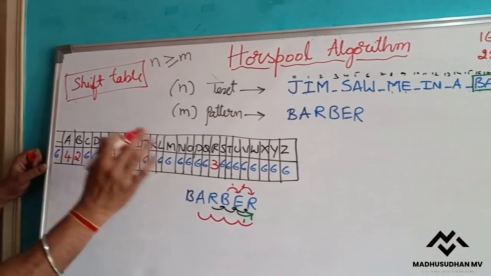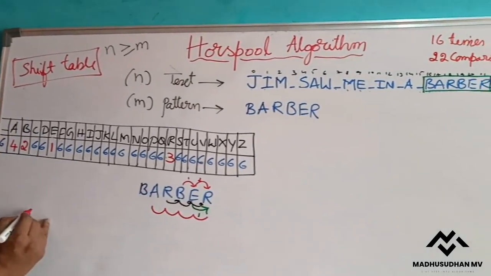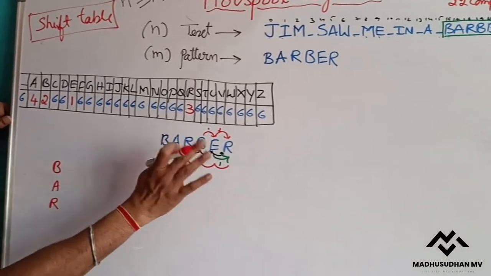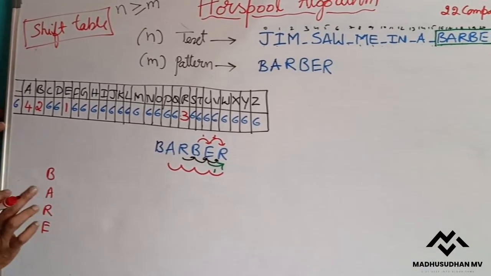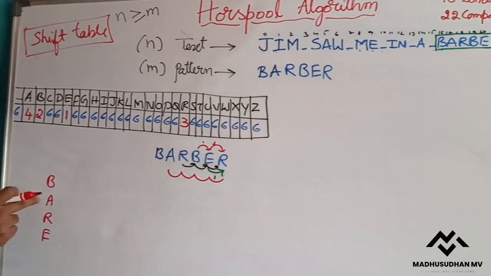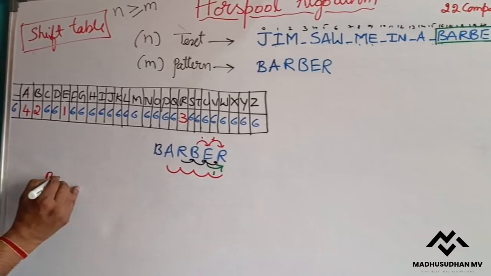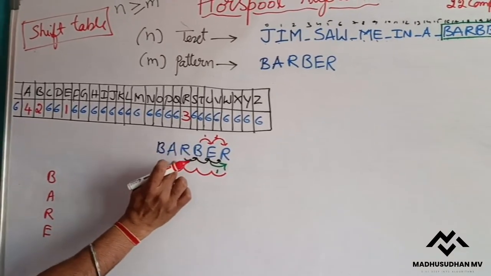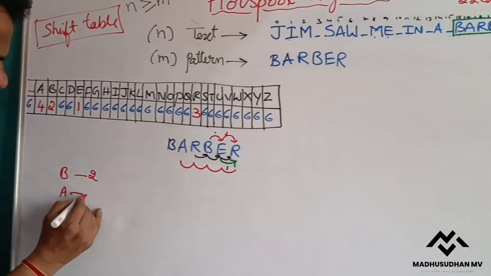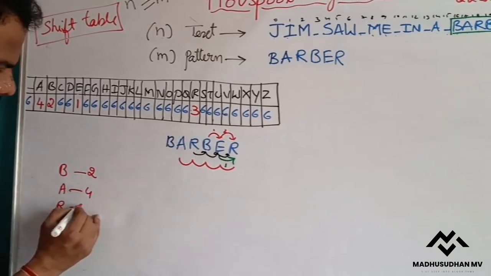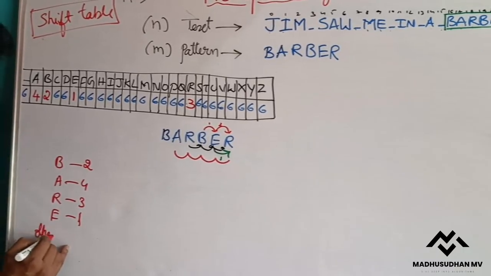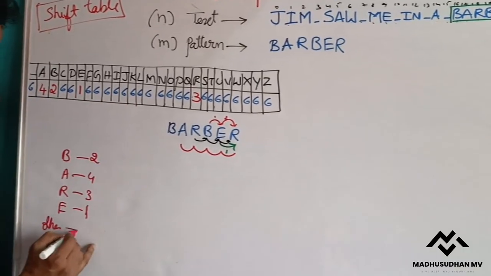Simply list down what characters are present. B is present, A is present, R is present, B is repeated so don't take it again, E is present, R is already there. Only 4 characters, 2 are repeating, B and R, so I take only one of each, remaining A and B. Now B is at a distance, B is at a distance 2, so B value 2. A value is 4. R value is 3. E value is 1. Other characters, other than these, the value is 6. So pattern and 6.